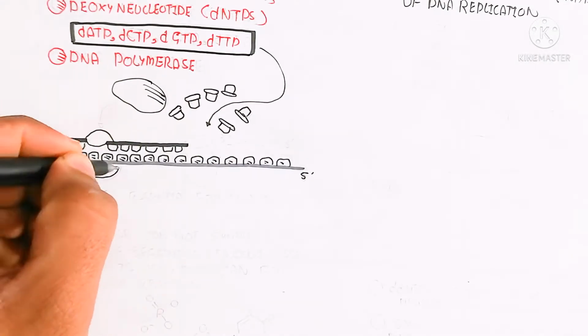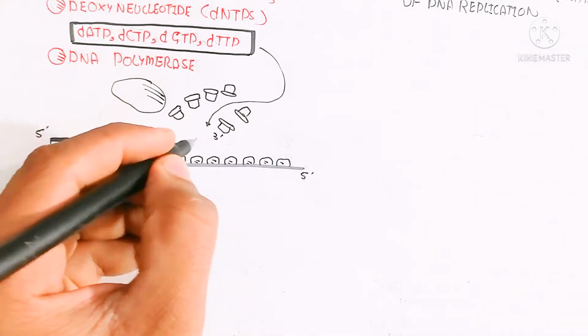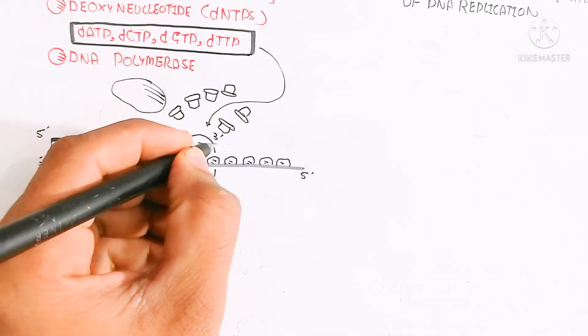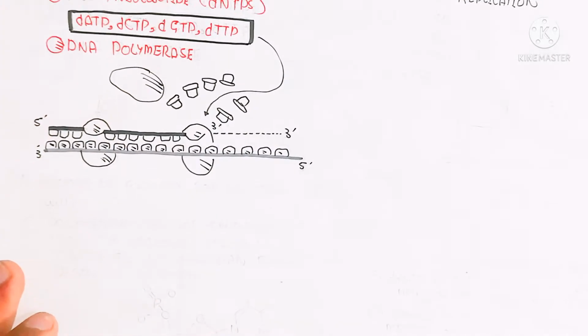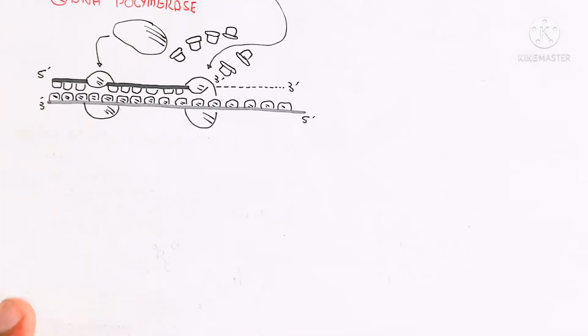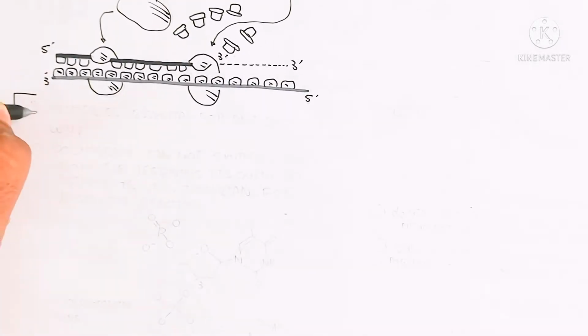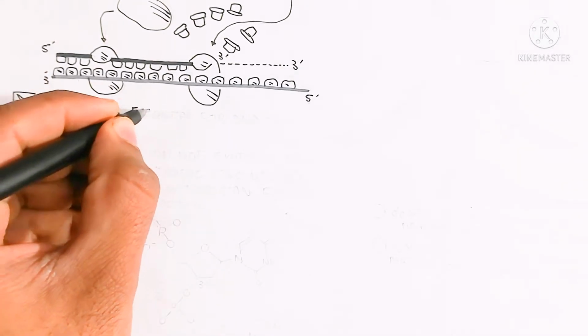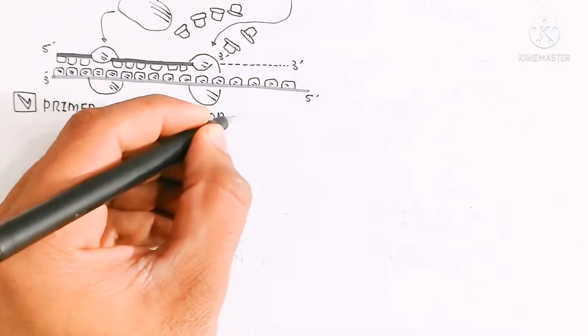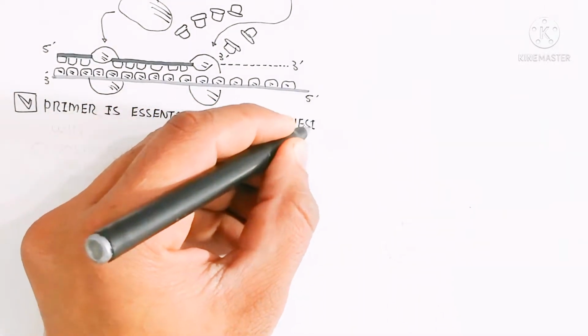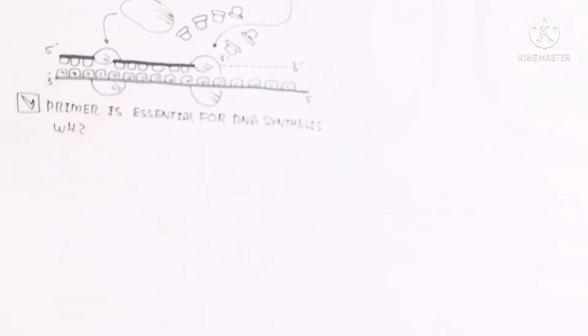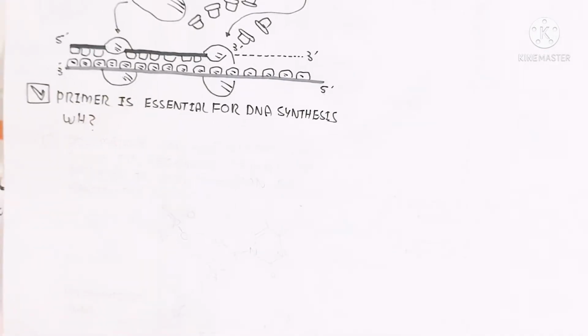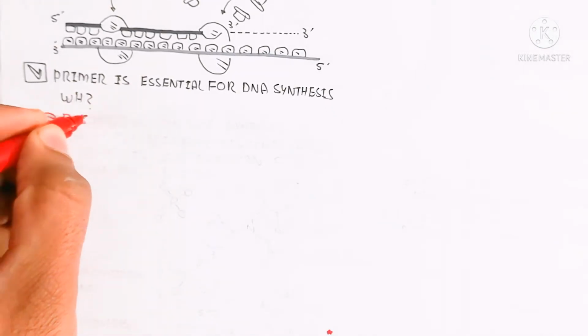Here, extension in the 5 prime to 3 prime direction occurs through the polymerase enzyme. So DNA polymerase is also required. In this way, the nucleotides will bind from 5 prime to 3 prime, anti-parallel to the DNA template strand. So the primer is essential for DNA synthesis. Why? Let's understand why the primer is very important.